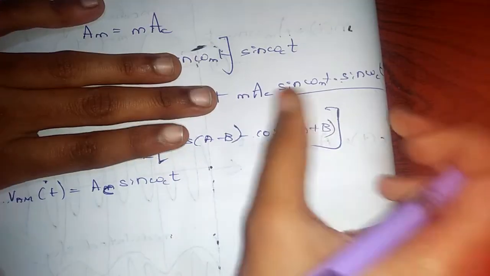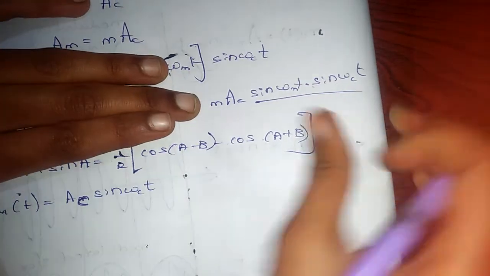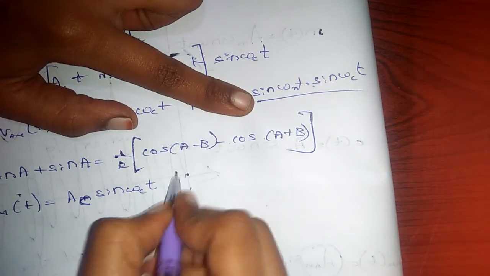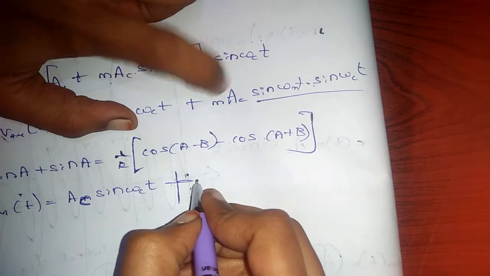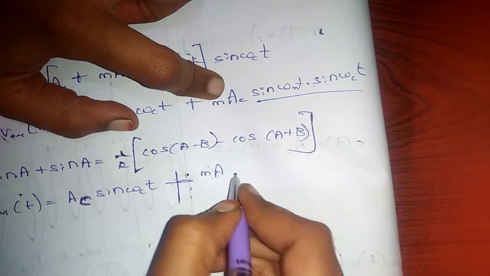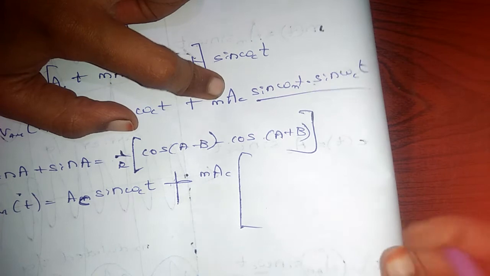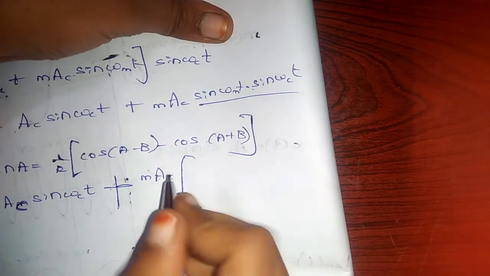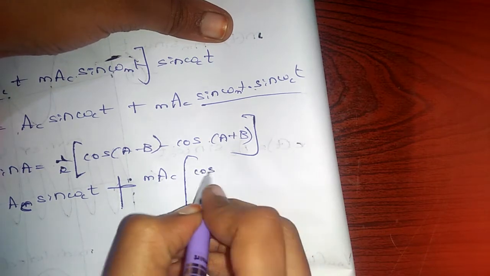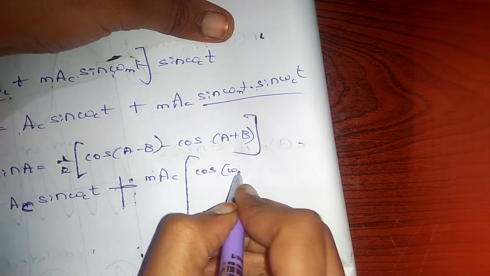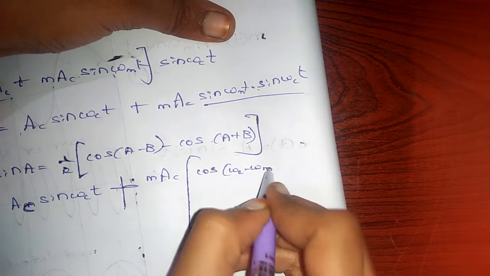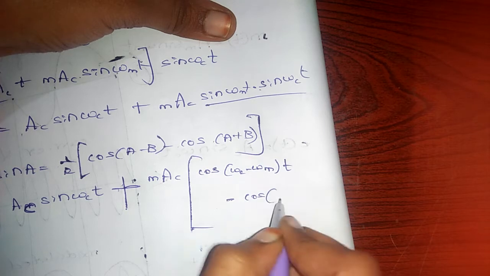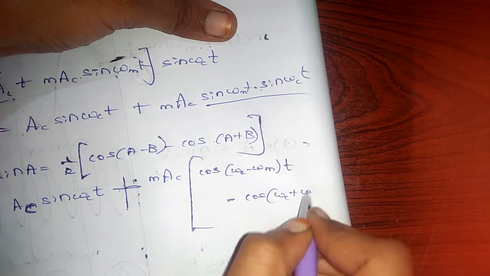Now I would like to change this equation. Not also this, only this equation. So plus MAC. Okay, now you have to change this equation to this form. So you get cos of omega c minus omega m of t minus cos of omega c plus omega m of t.